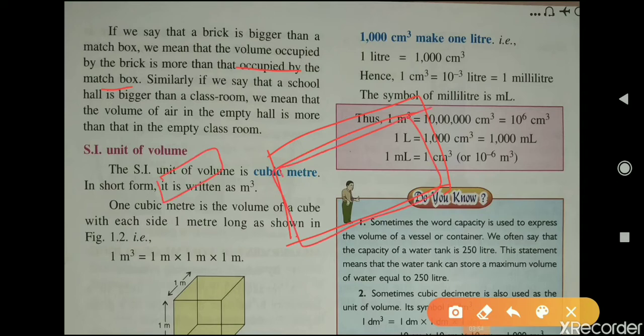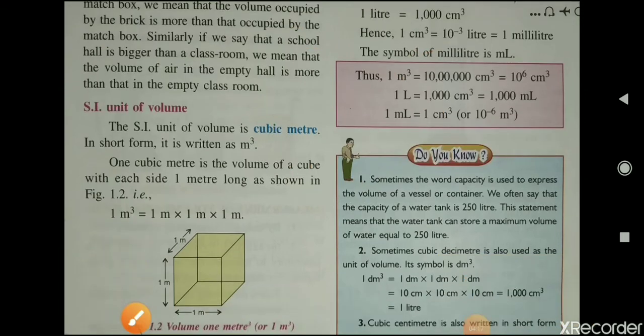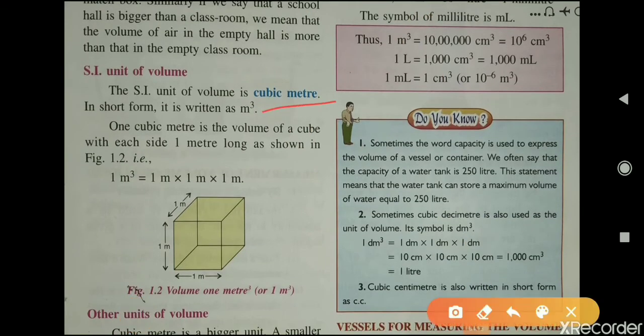That means the space occupied by this brick is more than the space occupied by this matchbox, and that is known as volume. Similarly, if we say that a class hall is bigger than a classroom, we mean that the volume of air in the empty hall is more than that in the empty classroom, and that is known as volume. Now the SI unit of volume is cubic meter, written as meter cube.